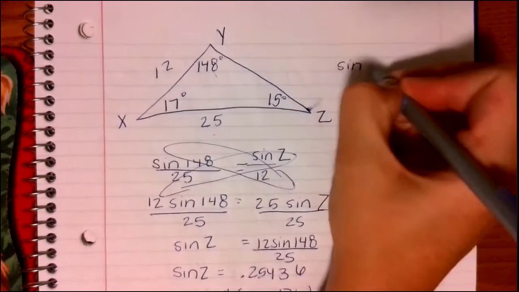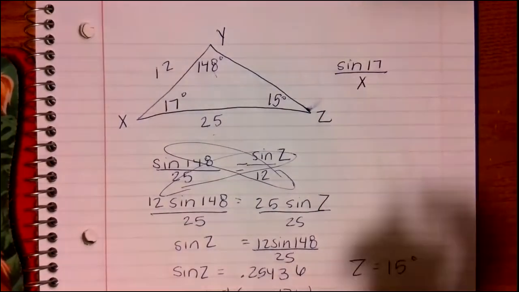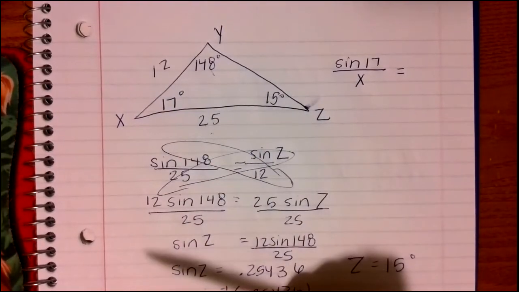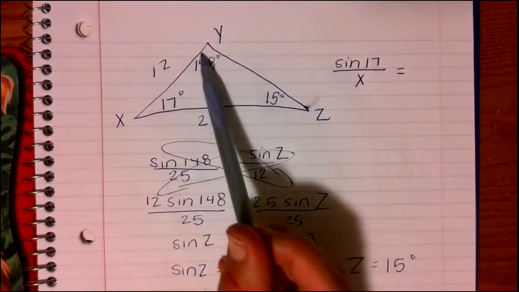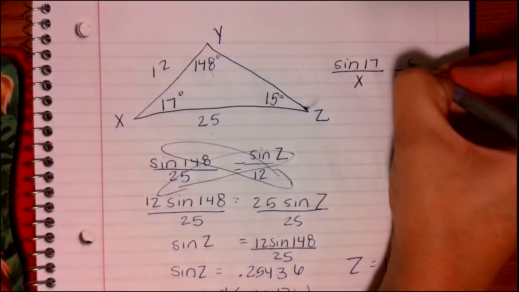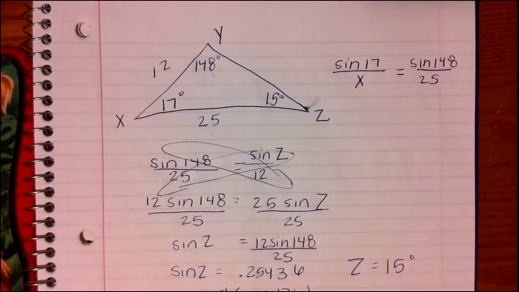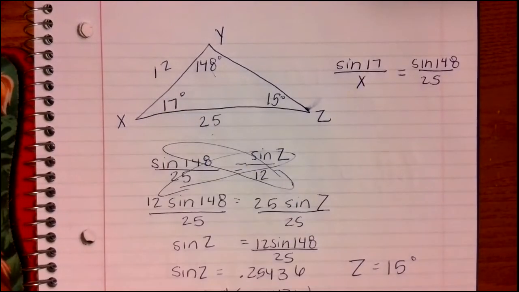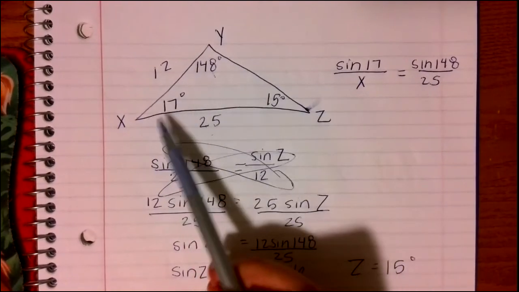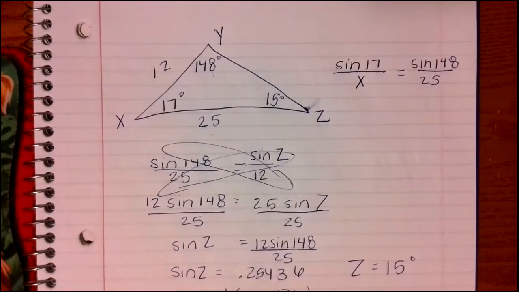So sine of x over x is equal to... And then you know two full ratios now. I tend to pick the one that is given to me in the problem just in case I made a mistake somewhere else, but it really doesn't matter. So I'm going to pick sine of 148 over 25. But you could have picked sine of 15 over 12. Again, 15 is rounded. 17 is also rounded because we subtracted. So I just pick the one that's given to me if possible.